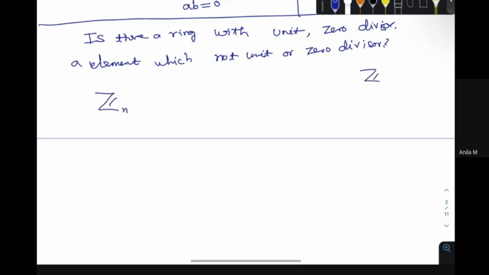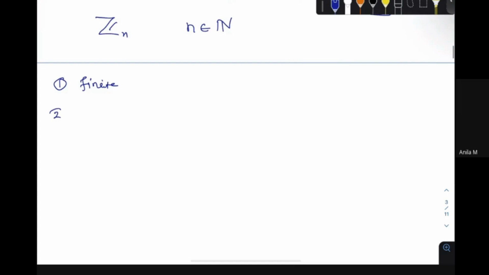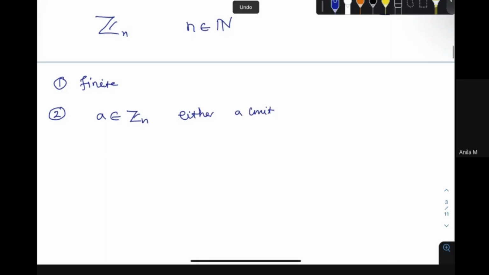So Z is fairly easy, so we fold it for whenever we need it. This is the prototype, but let us go for Z10. First, in Z10, there are a few things you should know. One, it is finite, of course, as it's a natural number. It's finite, so it is better to understand them. Second thing, A belongs to Z10, either a unit, that is, an invertible element, or a zero divisor.